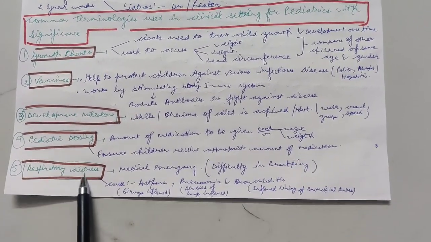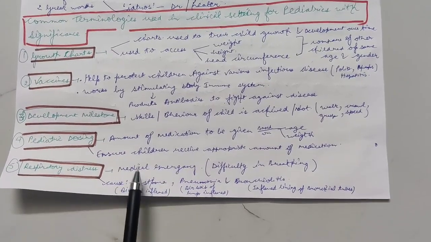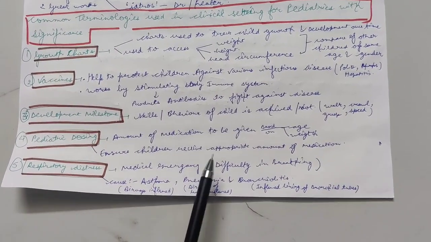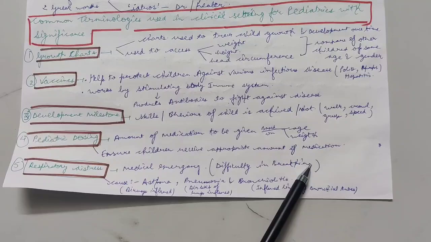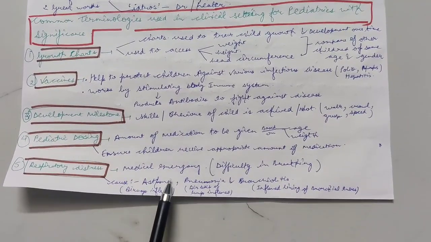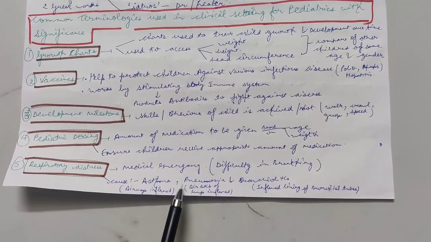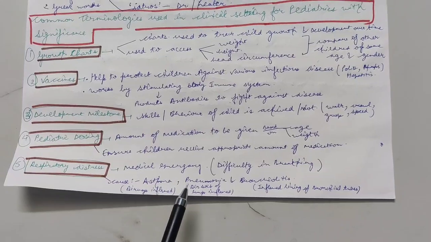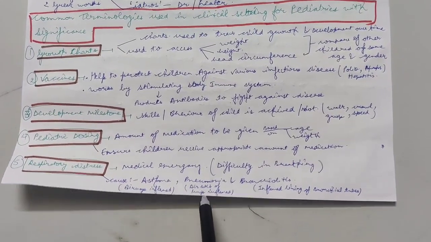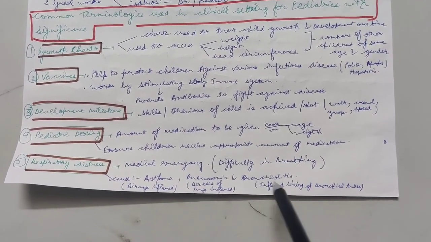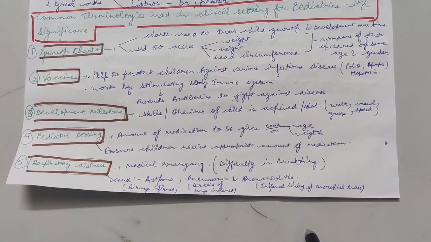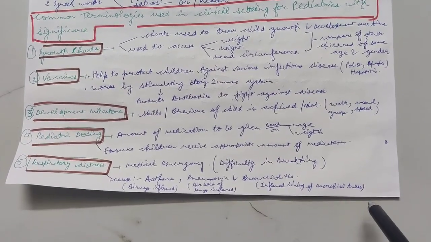Fifth, respiratory distress. It is a medical emergency. It is difficulty in breathing caused by asthma, when our airways get inflamed, pneumonia, when air sacs of the lungs get inflamed, bronchiolitis, that is the inflammation in the lining of bronchial tubes.